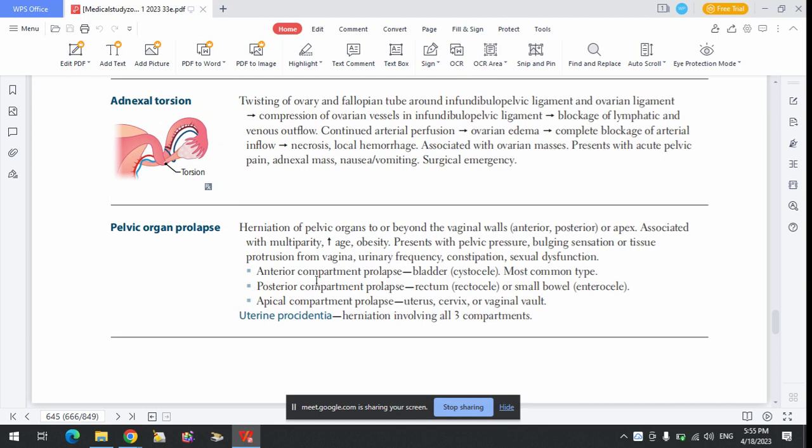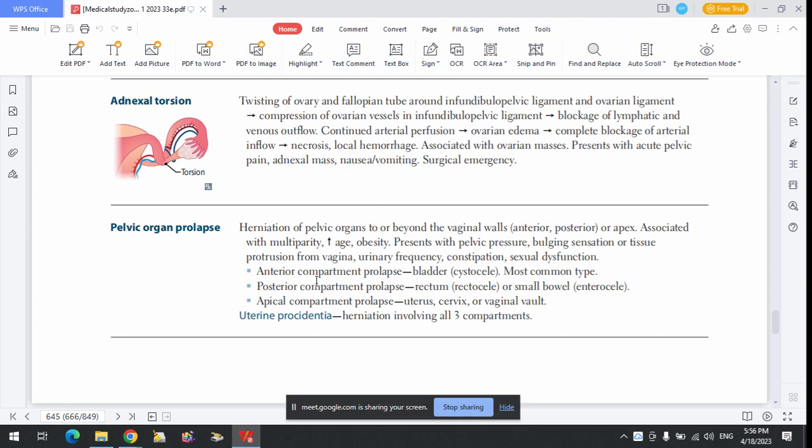Now, how will they present? Ideally, they'll present with pelvic pressure or a bulging sensation from the vagina, as if something wants to move out from the vagina. Of course, there's a prolapse, so there'll be tissue protruding outward from the vagina, or a bulging sensation, and pelvic pressure.